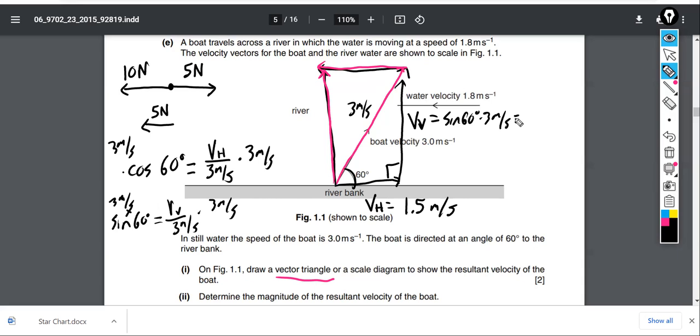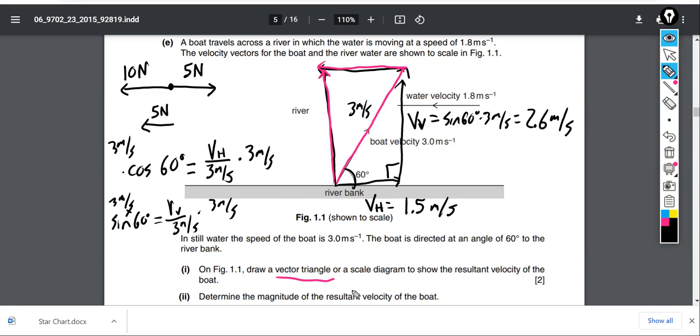That's what I was about to say. 2.6. I already had a calculator. I was just giving everybody else a chance. 2.6 meters per second.